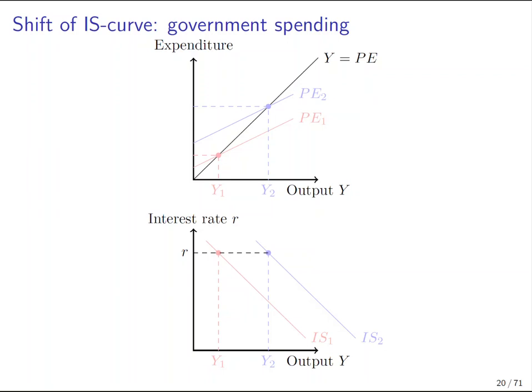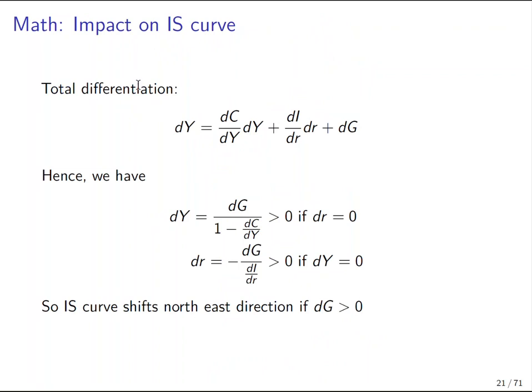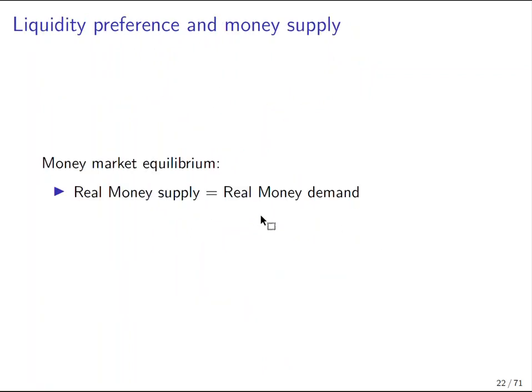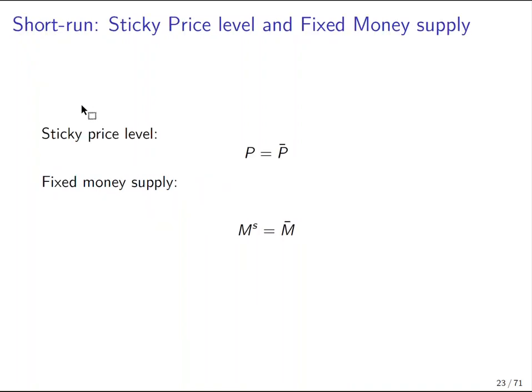Now we can skip the math, right? But this math is just trying to say this idea. But let's look at the LM curve, right? The LM curve, as we said, is the money market equilibrium, and money market equilibrium is simply demand equals supply, right? How the money market clears. Okay, so let's see.